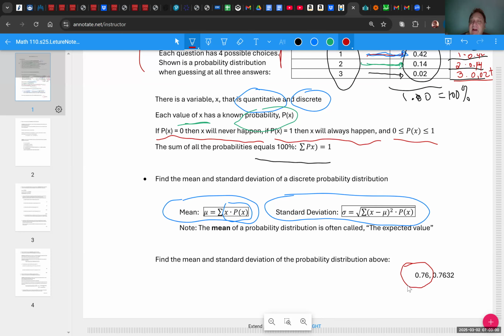Standard deviation is a much more complicated formula, as you might remember doing standard deviations. You have to find out how much the data deviates from the mean, and then you have to add those up and square them, and then you have to square root that. And it's a complicated formula. I'm not going to do it by hand, but I will show you how to do it using StatCrunch. So I'm going to jump over to StatCrunch.